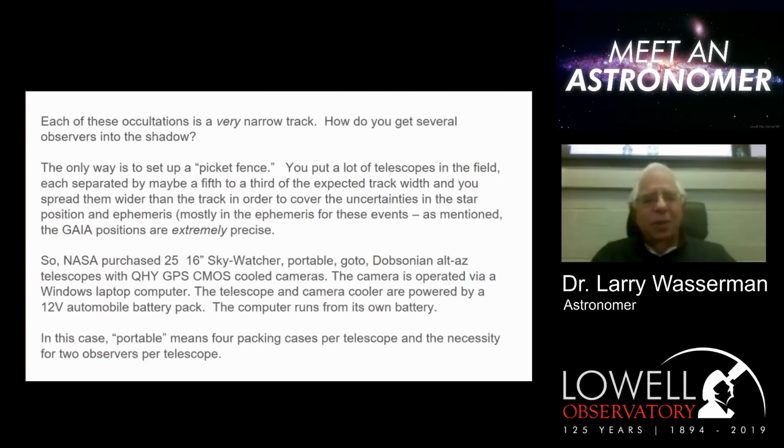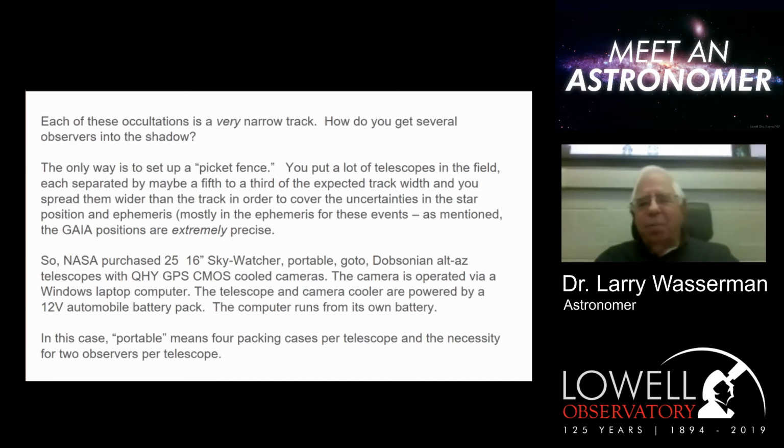So how do you do this? Well, NASA went out and bought 25 telescopes. These are 16-inch telescopes. They're portable telescopes. They're go-to telescopes, which means they're computer-controlled. And for those who are into this, they're Dobsonian telescopes with a QHY, that's the model number, GPS, which means they're run by a GPS, CMOS, that's a type of CCD, cooled cameras. You cool it so you get the noise down.